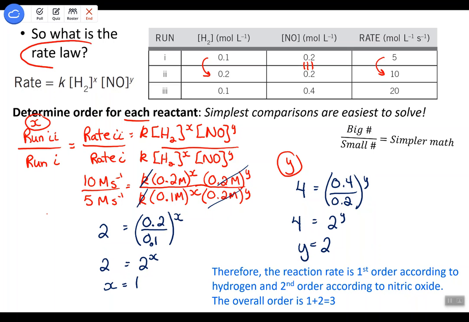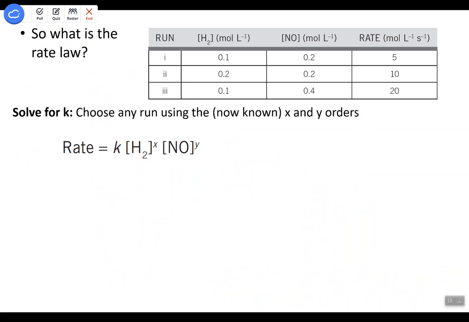But we're not quite done. This problem asks us to solve for the rate law. We've solved for both of these exponents, but we still need to solve for k. So we're going to jump to a new slide and solve for k. We now know what these exponents are. We can choose any run. For simplicity, I'm just going to choose run number 1. Plug the data in for run number 1. We can use the rate from run 1, the concentration of both reactants from run 1, and solve for the specific rate constant k. So we can go ahead, plug in the data that we know, and solve for k.